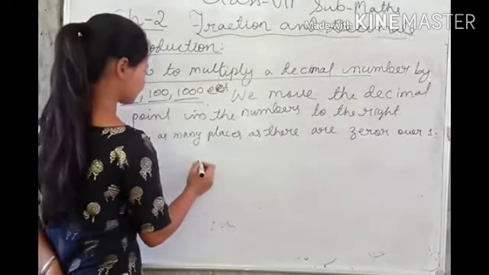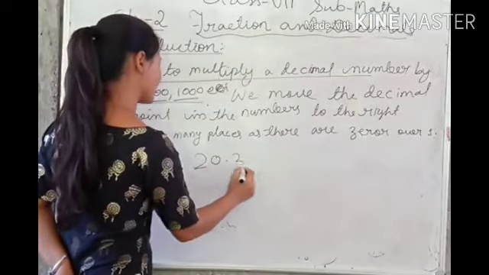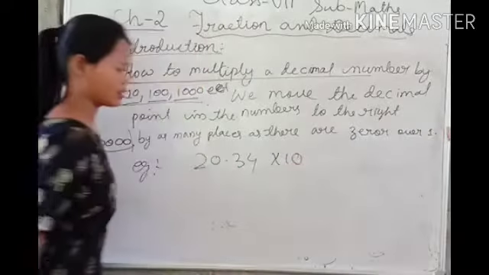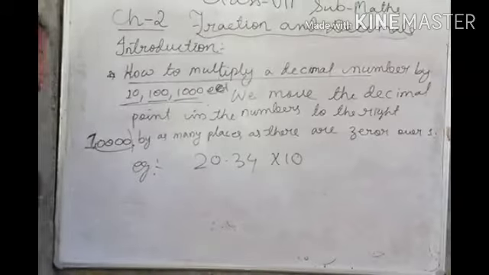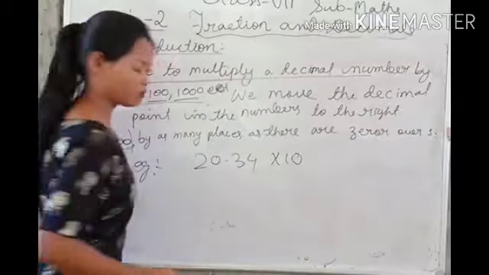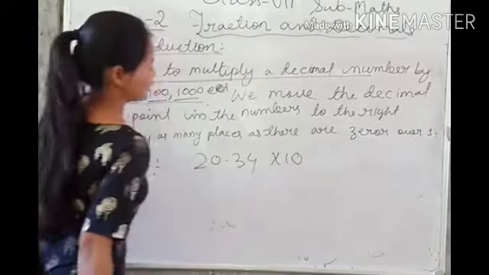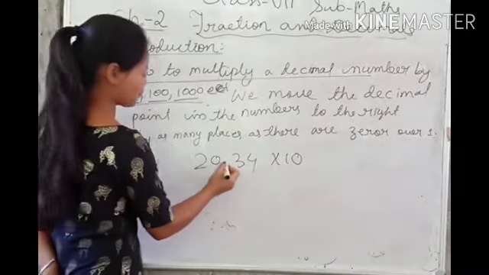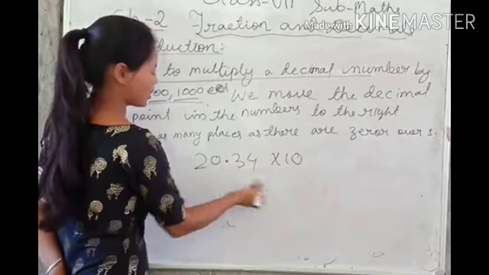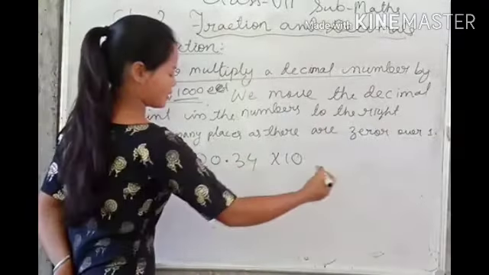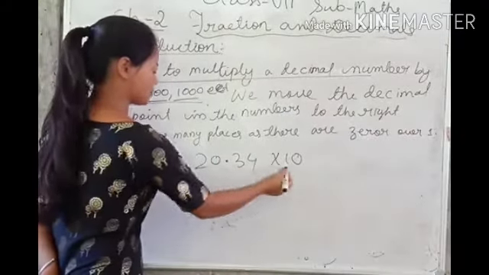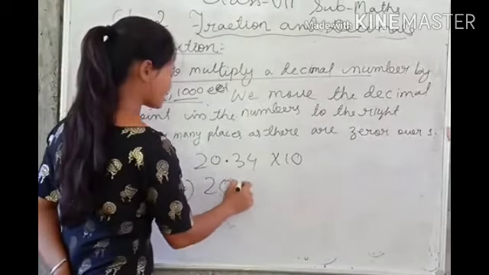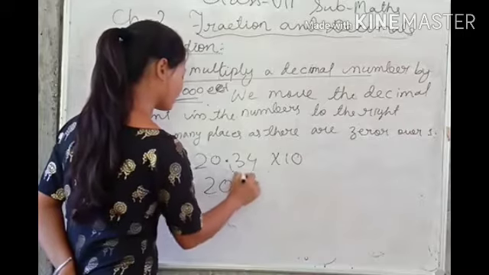For example, I will multiply this with 10. I am multiplying 20.34 with 10. Now according to this definition, what is written? You will move this point to the right side according to the zeros. So on the right side, how many zeros are there? Only 1 zero. So that means this point will jump from here to here.